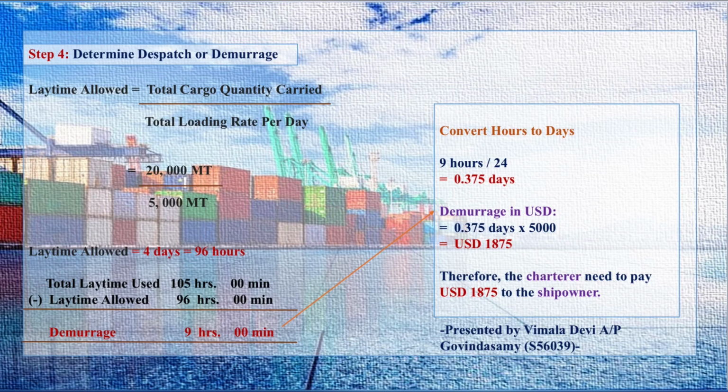To know demurrage in USD, we need to multiply by 5,000, which is 0.375 days times 5,000. Then we get demurrage USD 1,875. So the charterer needs to pay USD 1,875 to the ship owner.